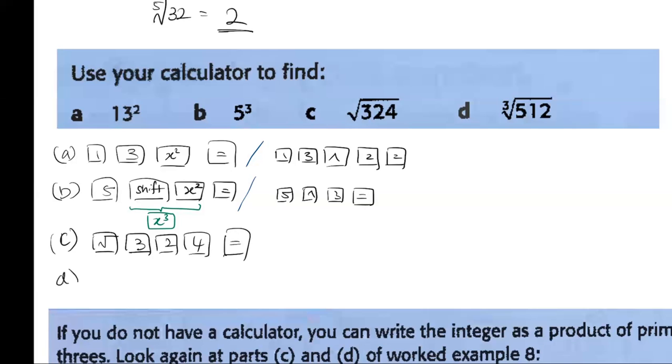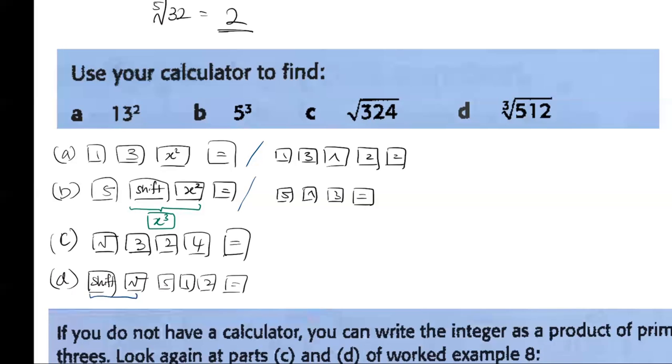And then for D, same thing. For my calculator, I have to press Shift, and then press this button, and then press 5, 1, 2, then press the equal sign, then I get my answer.